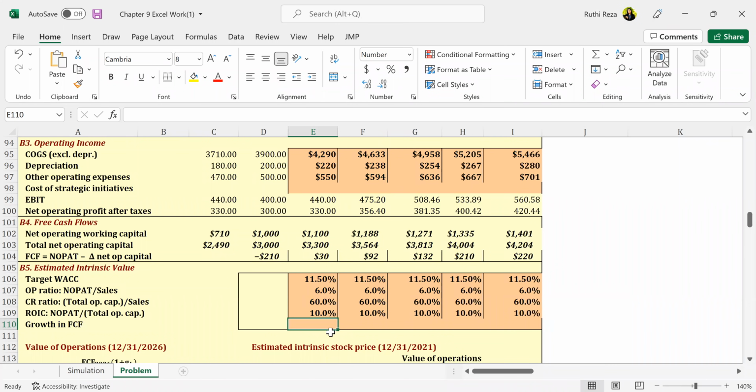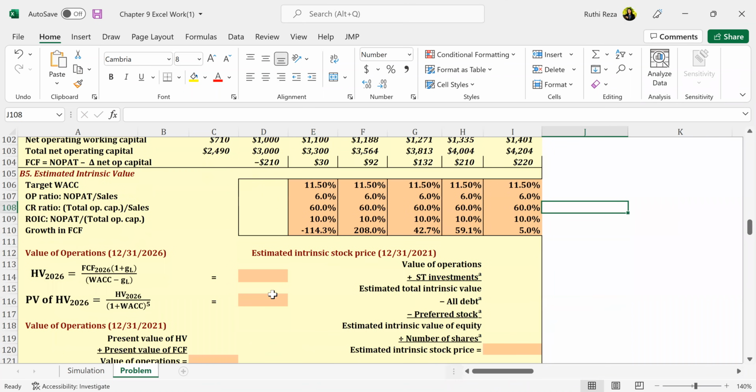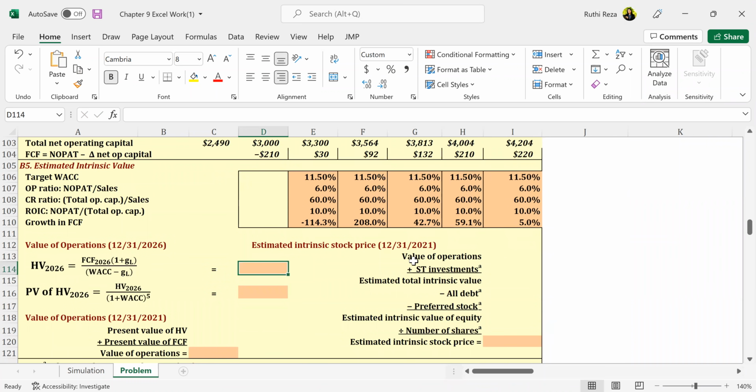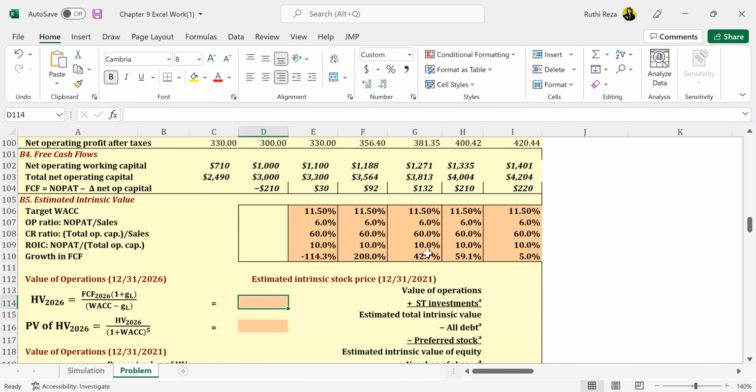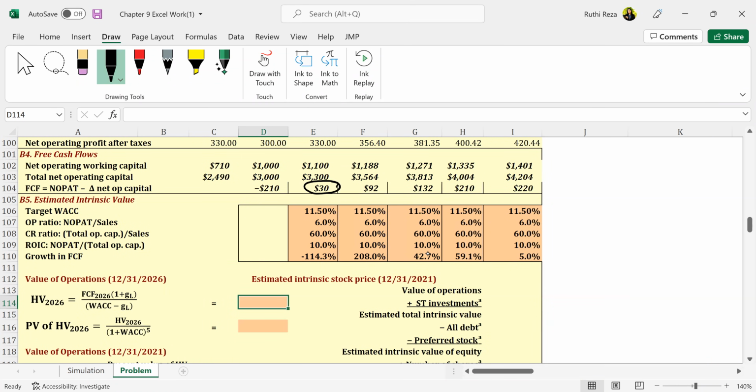Then growth in free cash flow to the firm. Right. Now, in this particular problem, you can see here, we got our free cash flow to the firm starting from 2022 to 2026. And then our free cash flow in the year 2026 is expected to grow at the rate of the sales growth rate. And then our terminal sales growth rate is 5%.